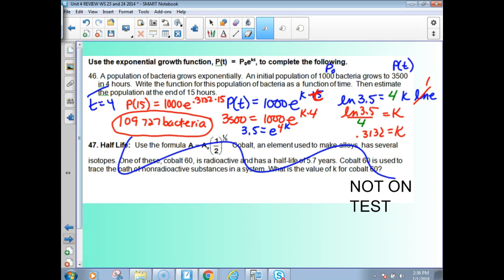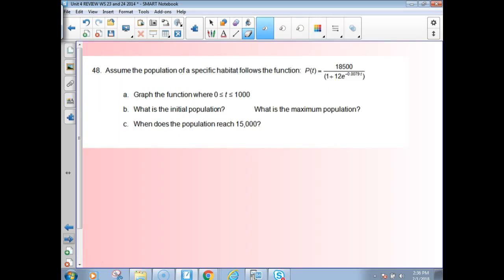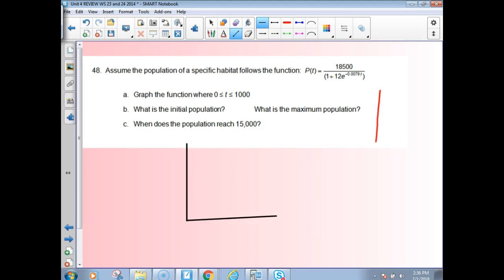And then the one more question I want to make sure we go over for sure on the test is the last one. You are going to be required to do one of these, and you're going to have to graph it. You're going to sketch a graph, and you're going to have certain things on the graph. It says to graph the function for the time between 0 and 1,000. That would be on your x-axis.